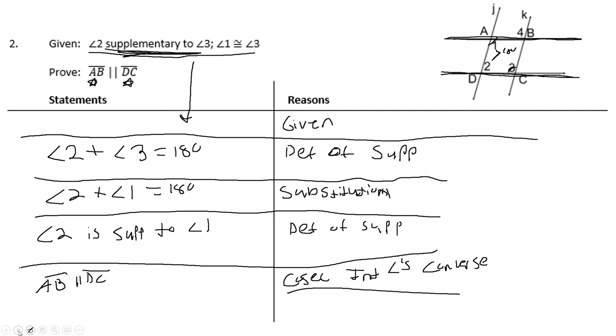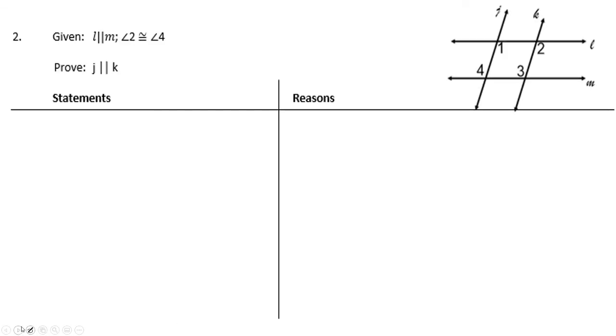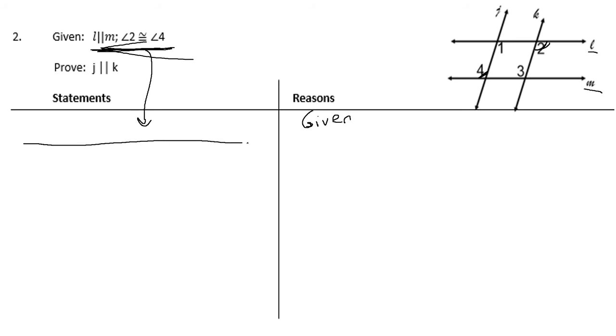So let's try this one more time here. Given that L and M are parallel. So I know that L and M are parallel. And I know that angle 2 is congruent to angle 4. So angle 2 is congruent to angle 4. Prove that J and K are parallel. So I'm going to, again, do my shorthand here. So I'm going to highlight this and put it down here as my given. Just to make the video a little bit cleaner, you should always write out your given in words. I'm just going to do this to make my video a little bit shorter and more manageable.